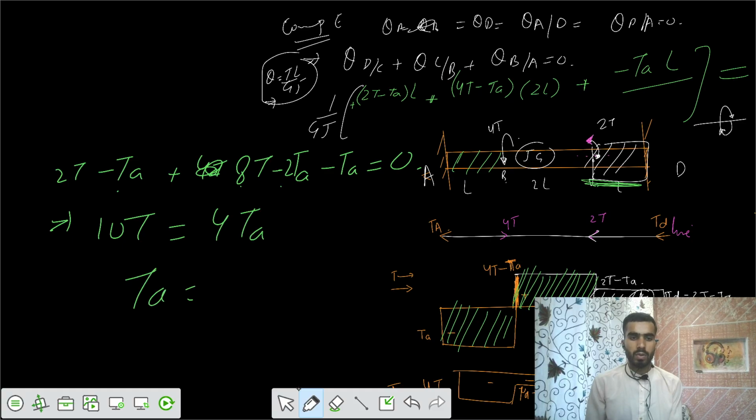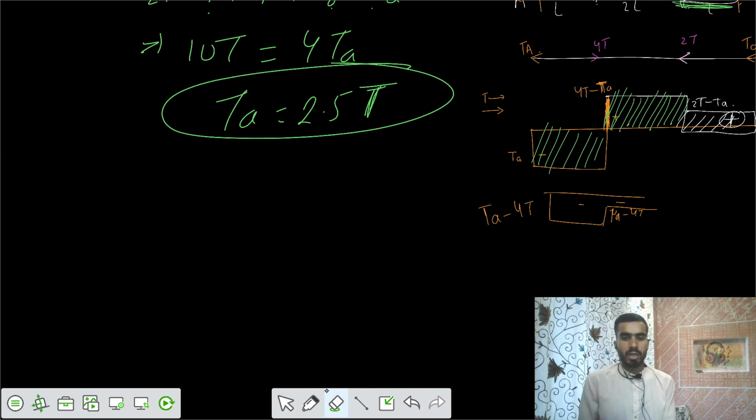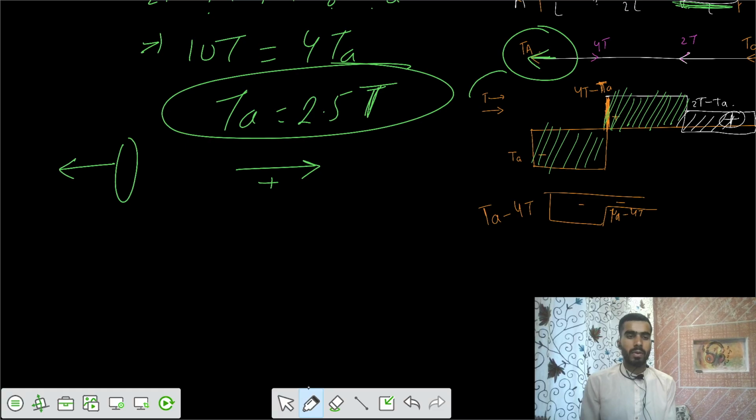That means TA equals 2.5 T. That means the direction you assumed is correct. That means the direction of that torque at A, in this direction, is a negative torque, I can say. It's facing outward, away from the section. So T is negative. So 2.5 torque.